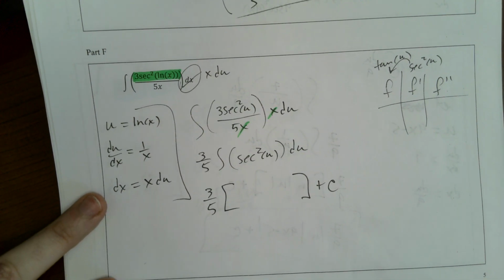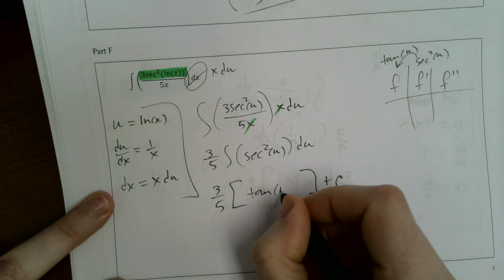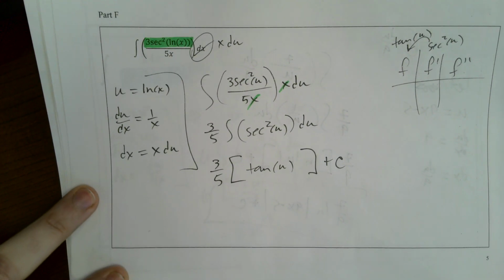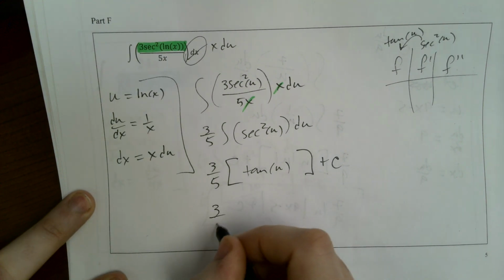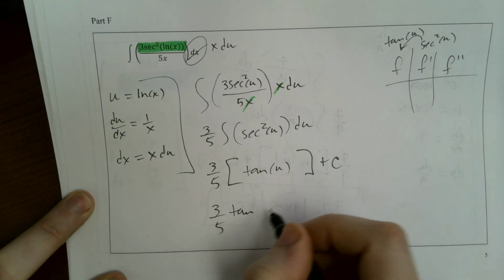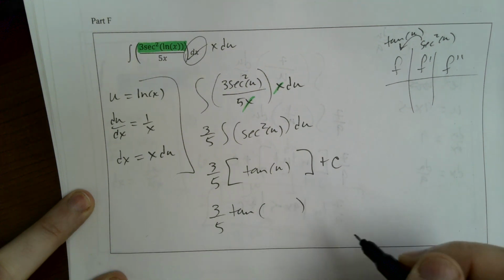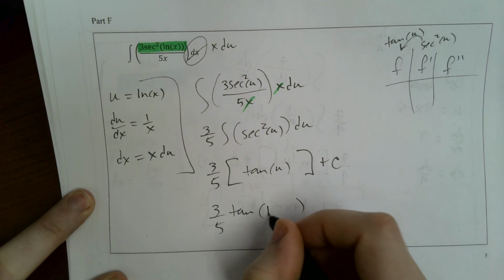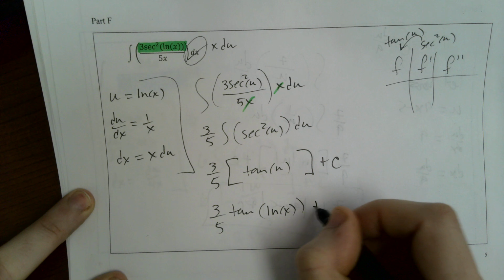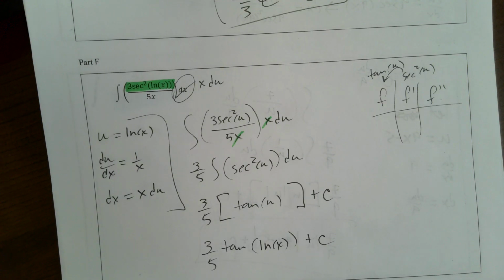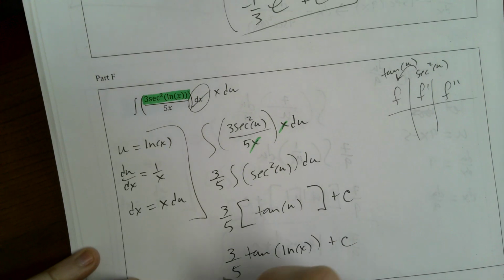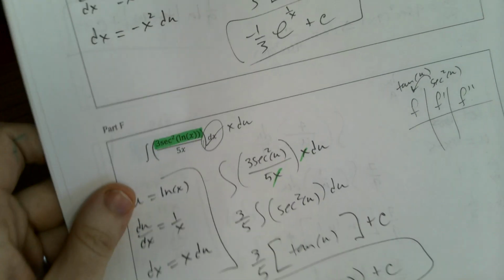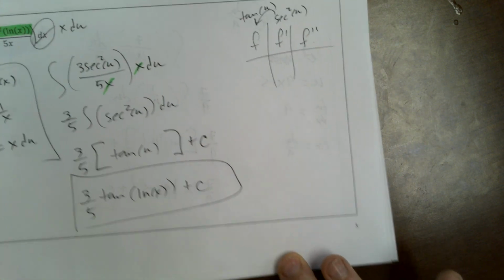Okay, so now I know I've got a one-step. I'm ready to go. Tangent of u is the antiderivative. So this is 3/5 tangent. For indefinite integrals, you've got to put the u back. But for definite integrals, where you use the fundamental theorem of calculus, then you don't put the u back, because you're just going to get a number. But if the answer is a function, you've got to put the u back.